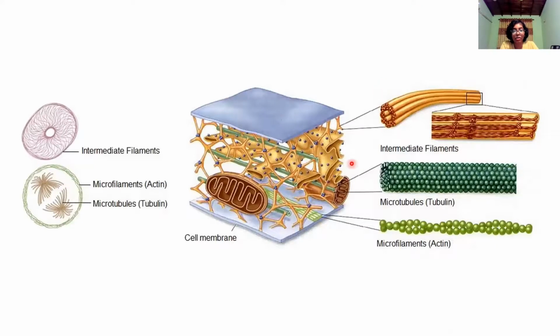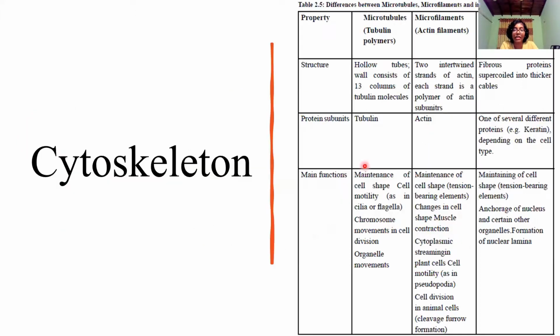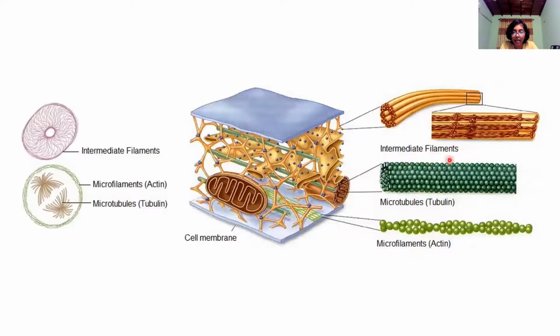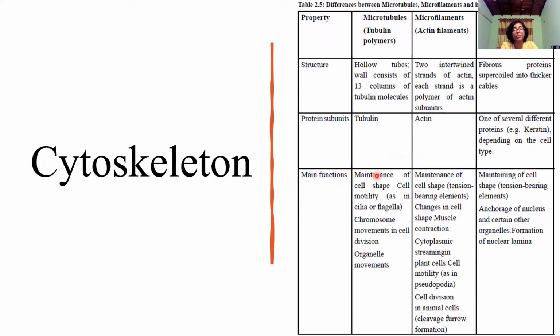So I got all these pictures from the internet. Here we have microtubules. You can see one tubule. Here you can see microtubules. These are hollow tubes, and the wall has 13 columns of tubulin molecules. So this is one, then two. Likewise, it has 13 columns of tubulin molecules, and it's a hollow tube made up of tubulin, and its main function is helping in motility, in movement.